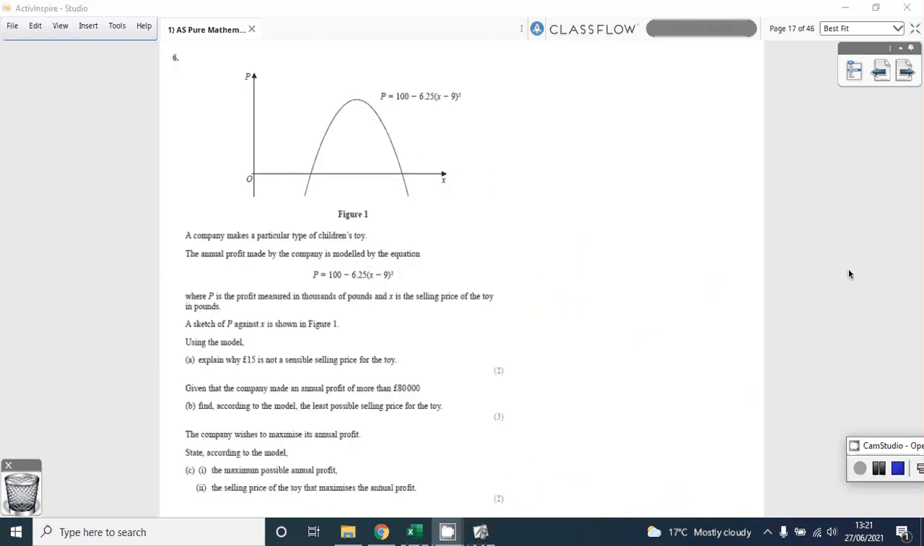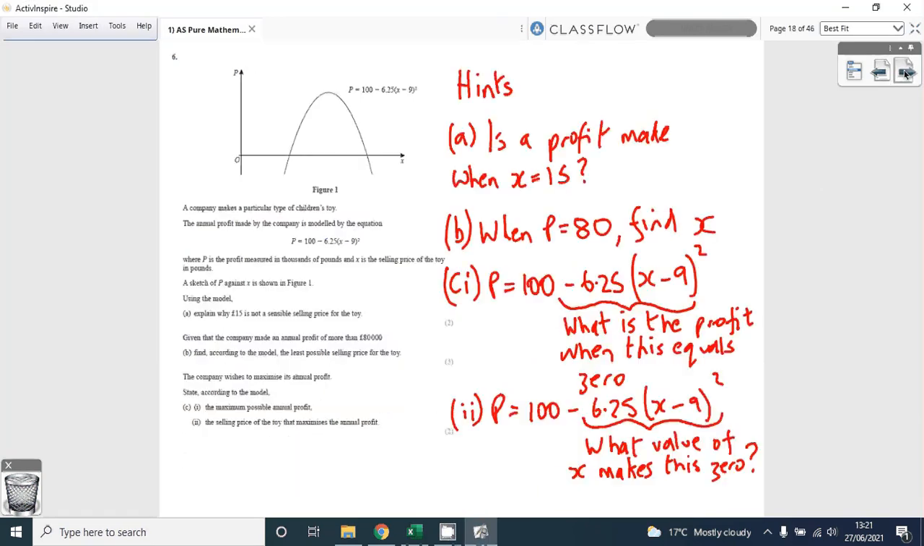Question 6. The hints are just about to come up if you need them. For part A, explain why 15 is not a sensible selling price for the toy. Just go and see whether you make a profit when X equals 15. Now part B, given that the company made an annual profit of more than 80,000, find the least possible selling price. Bear in mind that we're told that P is measured in thousands of pounds. So when the profit is 80,000, P equals 80. So substitute in P being 80 and find X.